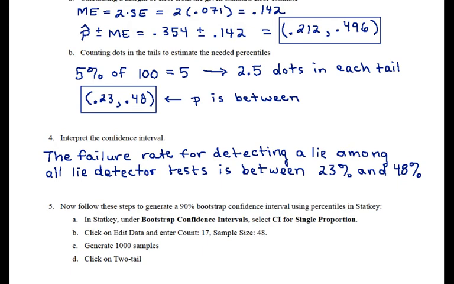So real quick, let's see how to do this in StatKey. We just did it by hand, but we had to be given a dot plot to do it by hand. In StatKey, generating things for proportions often feels a little bit different from generating any sort of dot plot for other statistics, because the proportions usually don't rely on a data set so much. They just rely on a single proportion. So we'll start at Bootstrap confidence intervals, CI for single proportion. We have to click on Edit Data in the first step and enter the 17 and the 48 so that it knows where to start. Then we'll go ahead and generate 1,000 samples and click on two-tail. We'll see how close we come to what we got from our graph and from our estimate doing that.